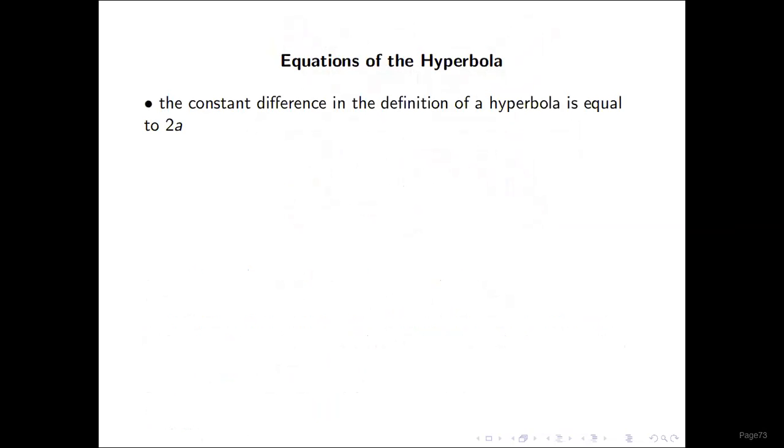So let's have the equations in standard form. And just as with ellipses, we have the constant difference in the definition of the hyperbola equal to 2a. For ellipses, recall that the constant sum of distances is 2a, equal to the length of the major axis. So it turns out that the constant difference is equal to the length of the transverse axis of the hyperbola. With that, although this will not be shown, we can derive the equation of the hyperbola, okay?